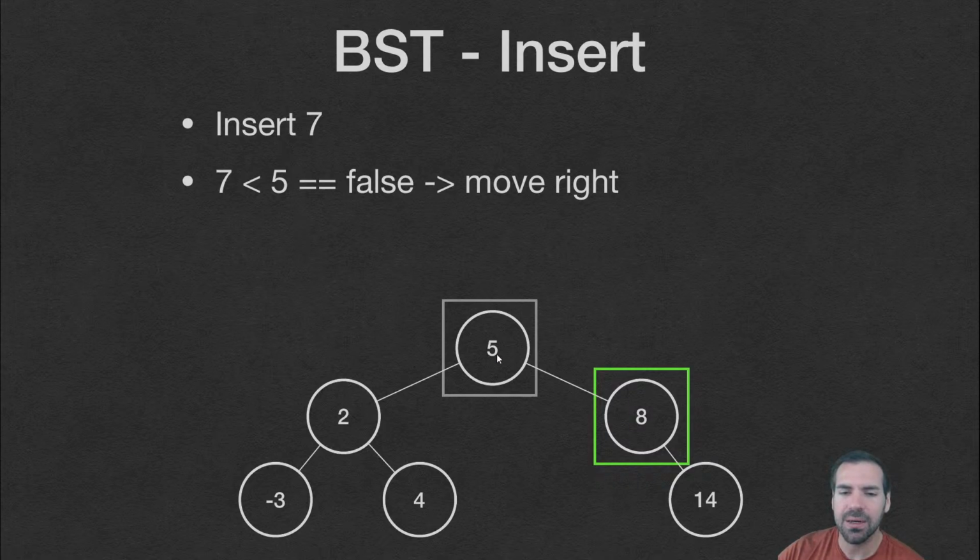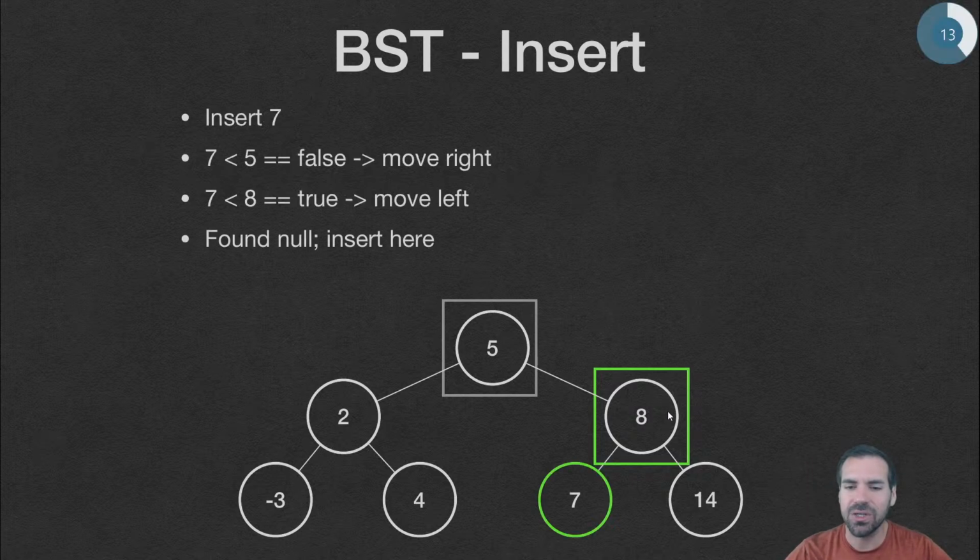We see a node there, so we're going to make a recursive call on this node and tell this node, hey, we're inserting the value 7. When we get to this node, we're going to ask, does this value we're inserting come before your node's value? So is 7 less than 8? This time it's going to return true.